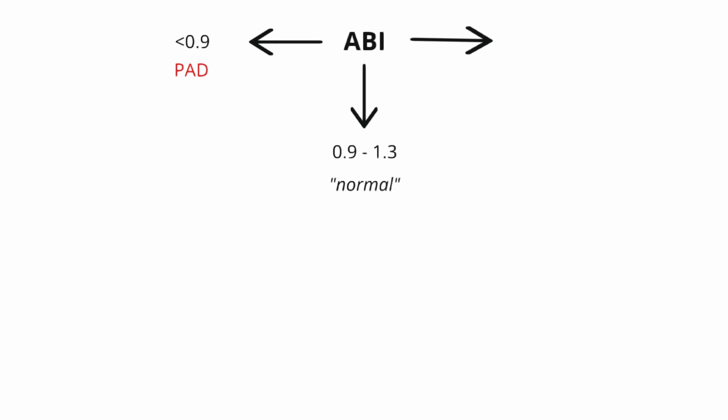Once you calculate your ABI, there are 3 possible outcomes. An ABI less than 0.9 is diagnostic for PAD. The lower the number, the more severe the disease. An ABI between 0.9 to 1.3 is technically considered normal. However, similar to how a baseline 12-lead EKG could be normal in someone that has stable angina, these patients may require a functional assessment such as an exercise ABI to unmask underlying PAD.